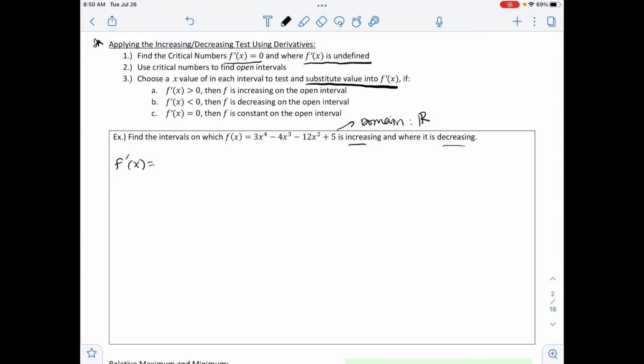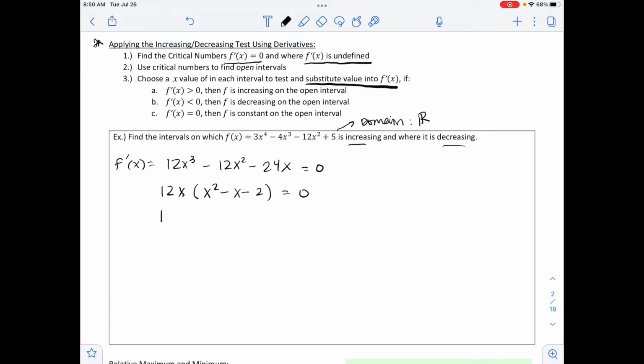So f prime of x, and taking the derivative of our function that was given using the power rule, we're going to have 12x to the third minus 12x squared minus 24x. And we need to set this equal to 0. And to solve this, I'm going to go ahead and factor out my GCF, which in this problem is 12 and an x. And so we're left over with x squared minus x minus 2 equals 0.